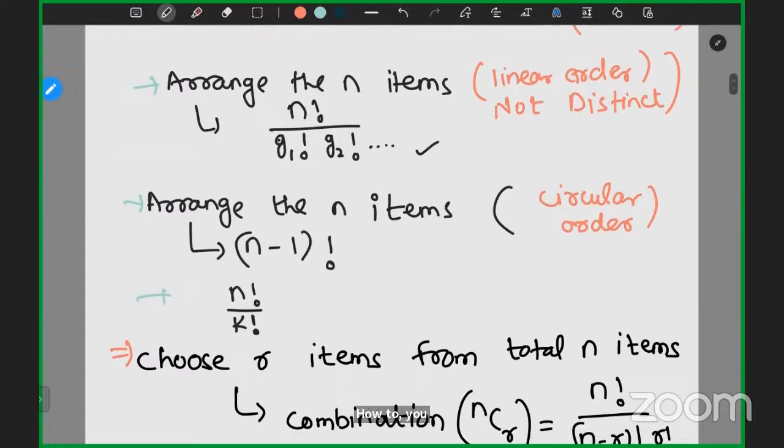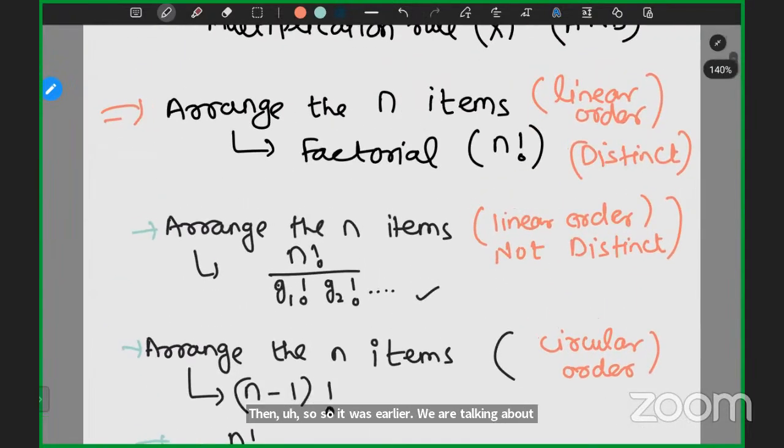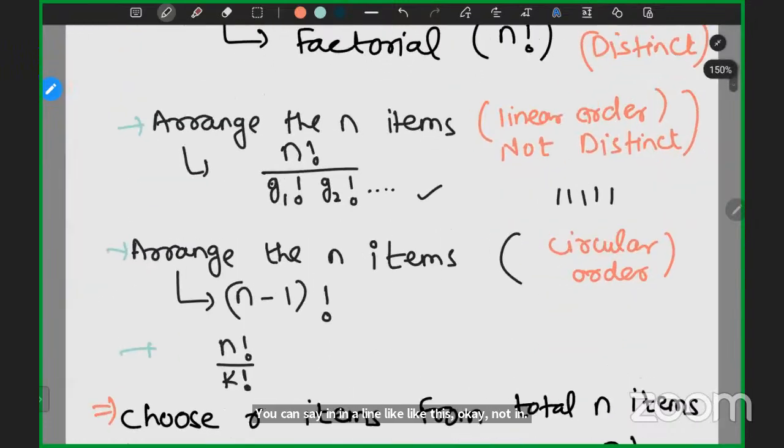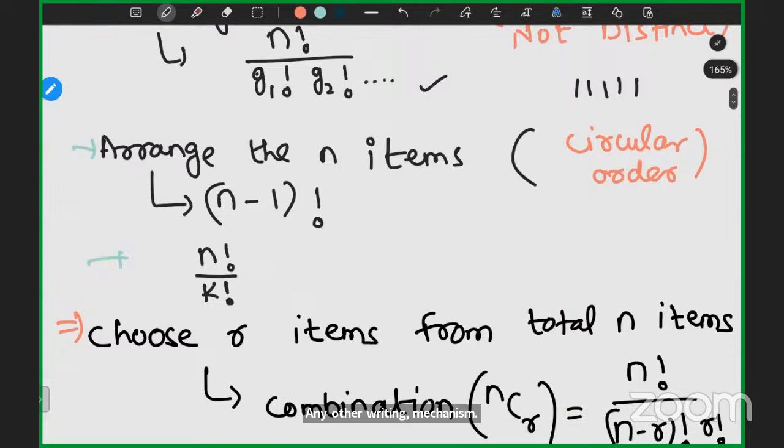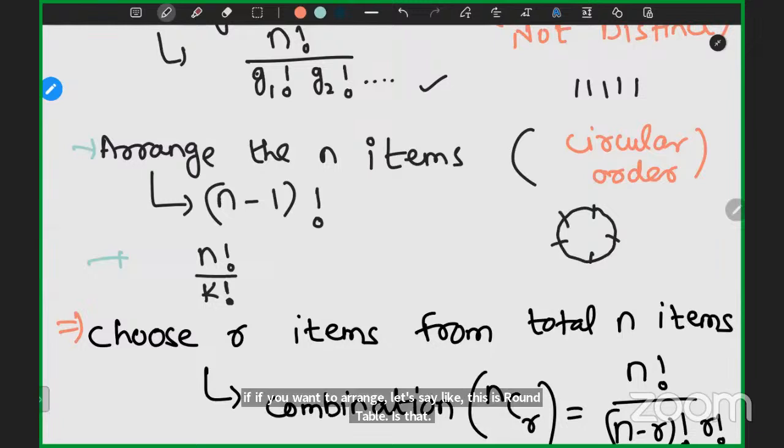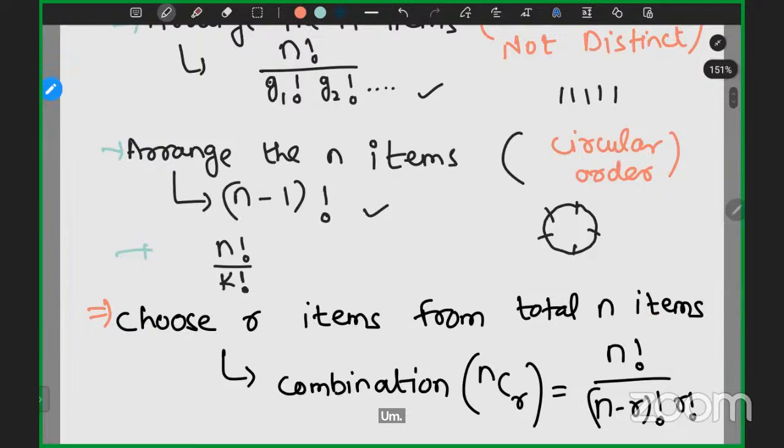Earlier we were talking about linear order, so they are in one line, one after another, not in any other arrangement. Now something changes when you have circular order. If you want to arrange, let's say, a round table, how many ways can you arrange things, how many ways can a person sit? For that, there's a formula, n minus one factorial, and we'll cover that.